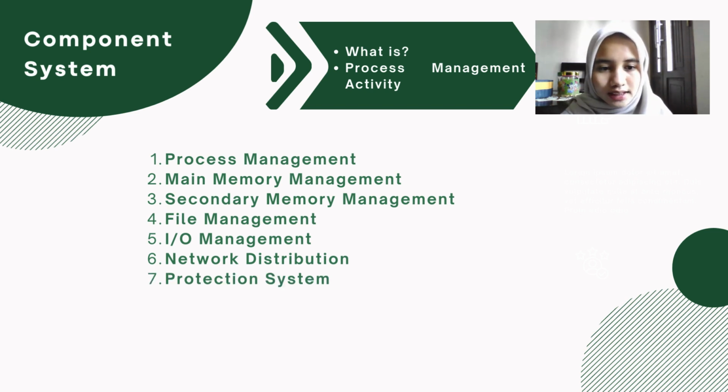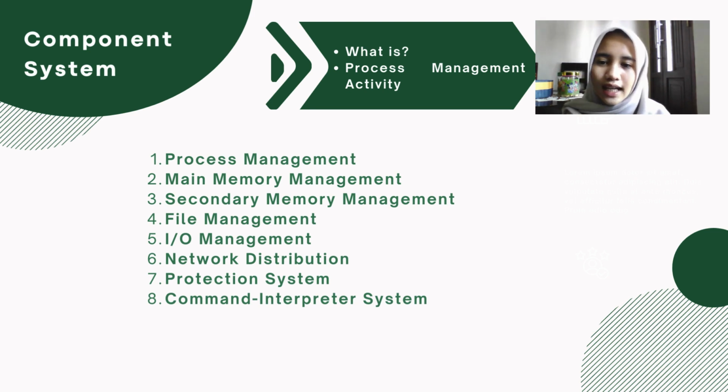The seventh point is protection system. Protection system refers to a mechanism for controlling access by programs, processors, or users to system resources. Its activities are to differentiate between authorized and unauthorized usage, to assign controls to be applied, and to provide the purpose of protection implementation. So what's the last? The last is command interpreter system.